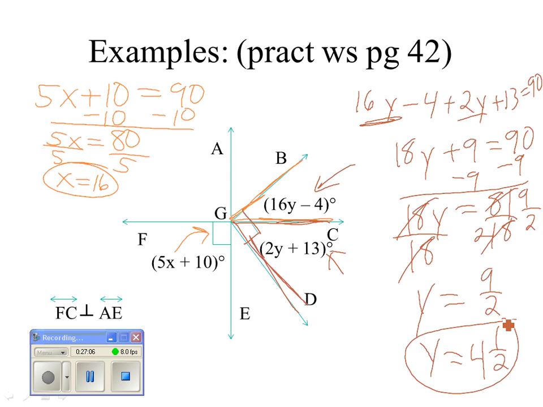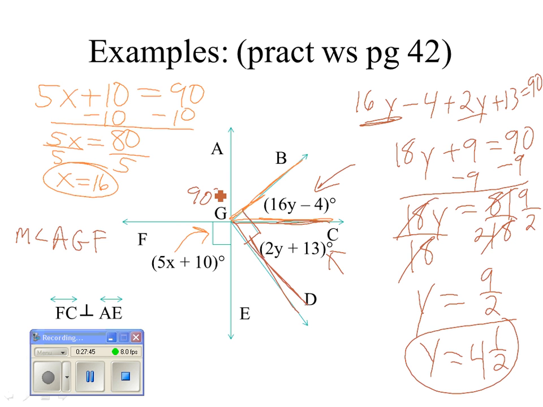Once we know all that, looking at this picture, what can you tell me about the measure of angle AGF? It's 90 degrees. This one's a right angle. This one has to be a right angle because together they form straight angle 180. What can you tell me about the measure of angle AGC? It's a right angle.